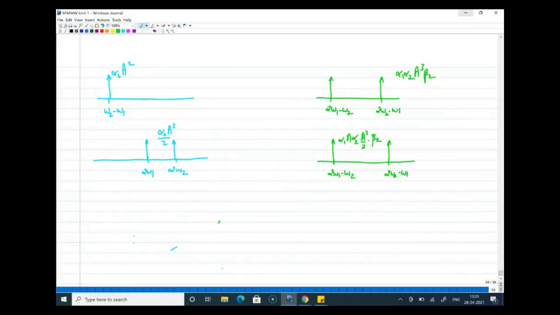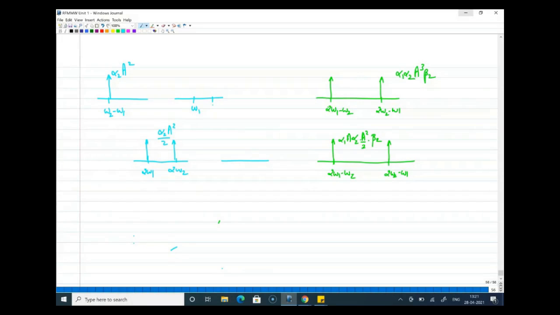I don't know whether you understood how you are getting these terms. It is a mixing of two terms: the fundamental frequency omega 1 and the IM2 term lead to one, and the second harmonic term and the fundamental term give rise to the other one. Let me mark that here. Is what I'm drawing here clear, or do you have doubts on this?